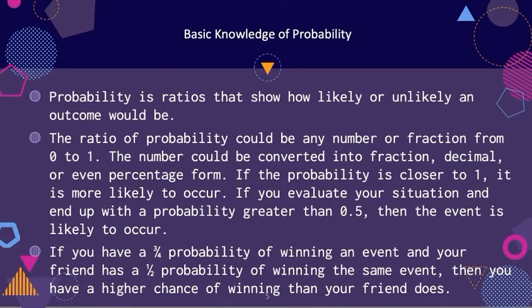If you evaluate your situation and end up with a probability greater than 0.5, then the event is likely to occur. If you have a 0.75 probability of winning an event and your friend has a 0.5 probability of winning the same event, then you have a higher chance of winning.